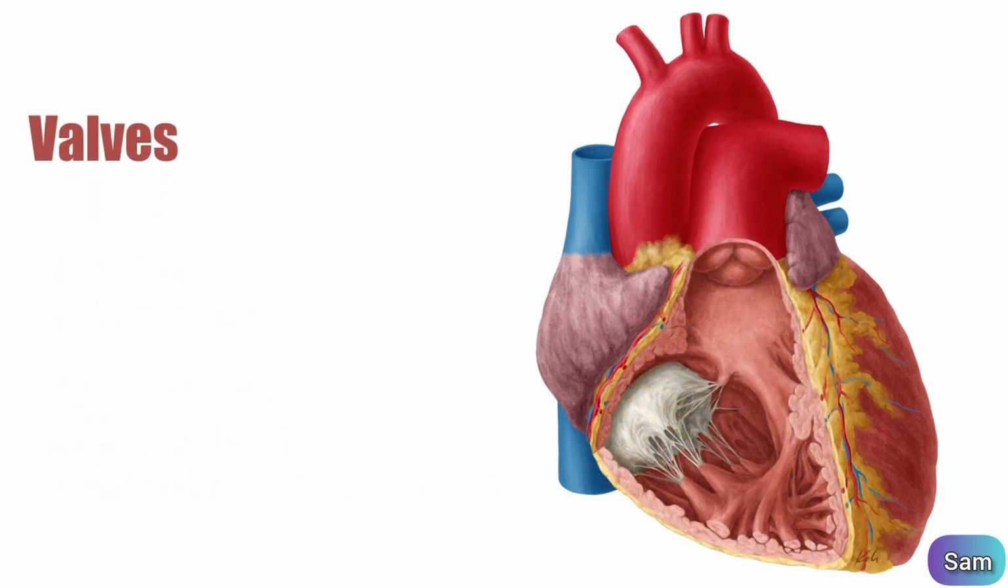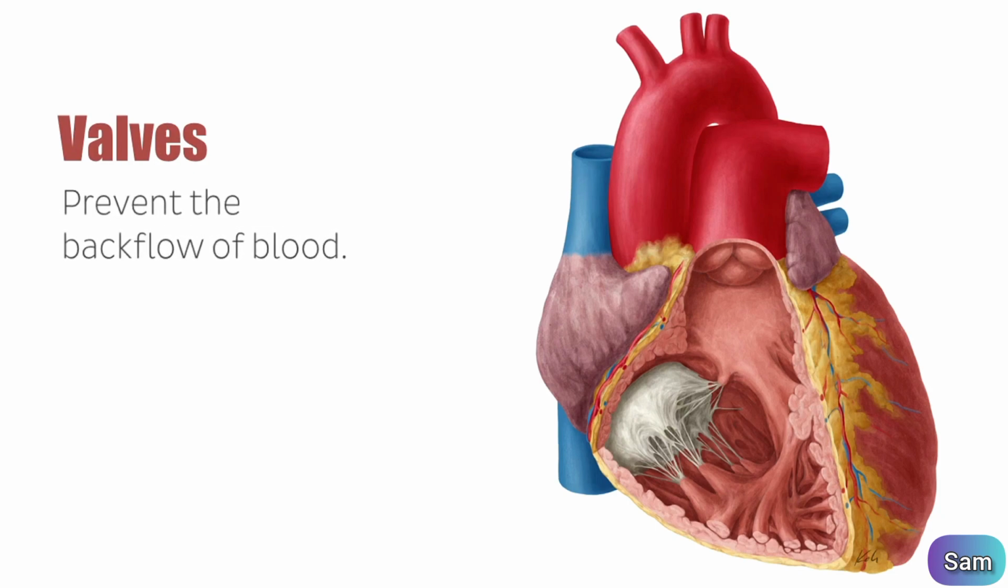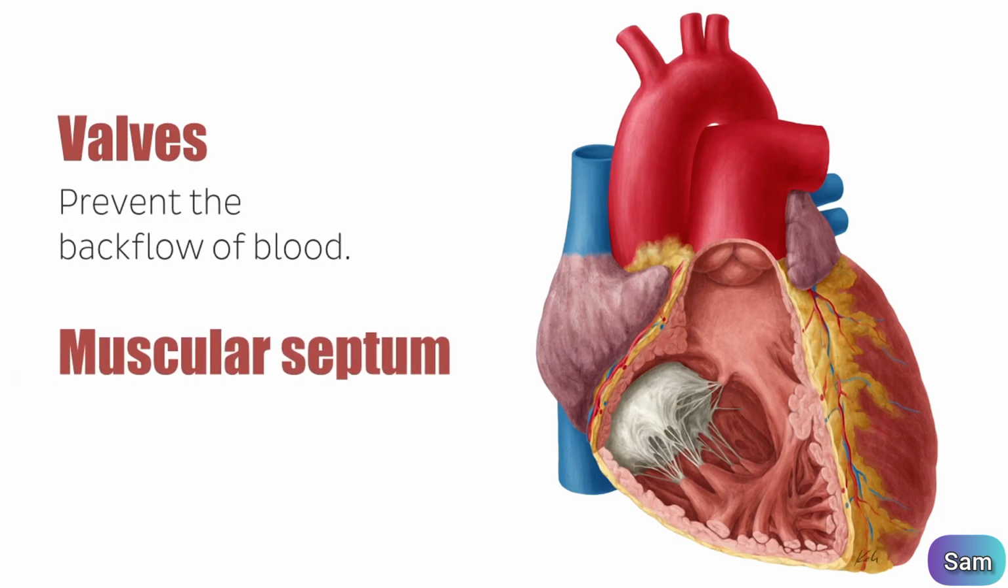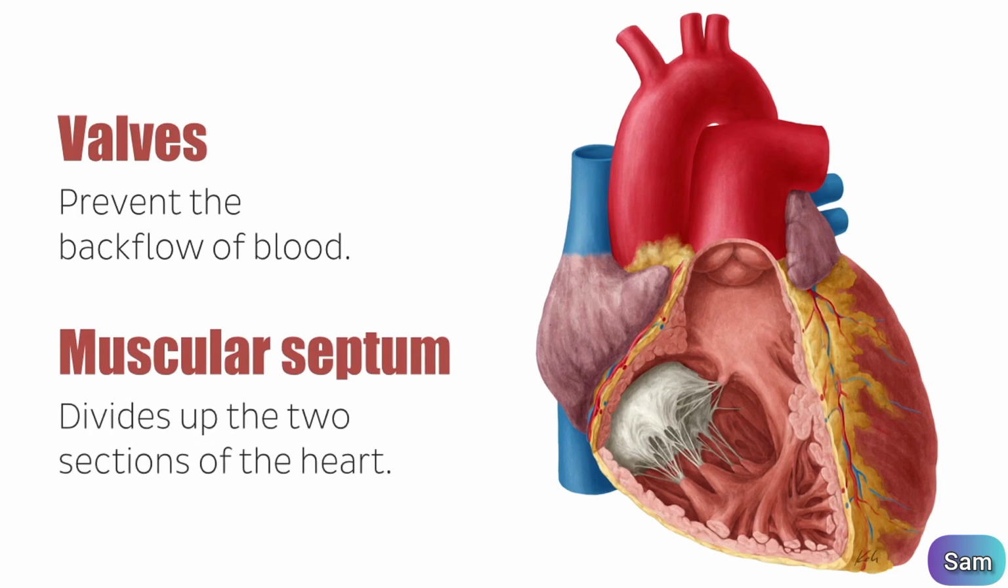The valves in the heart prevent the backflow of blood into the chambers of the heart. The muscular septum divides up the 2 sections of the heart, creating a left and right side, each containing 1 atrium and 1 ventricle. The right side of the heart pumps deoxygenated blood, and the left side pumps oxygenated blood.